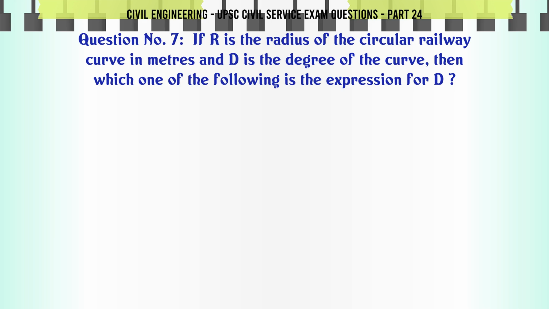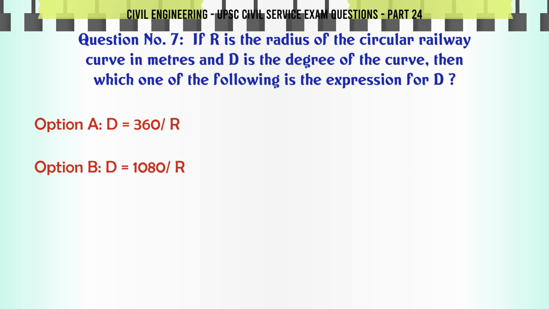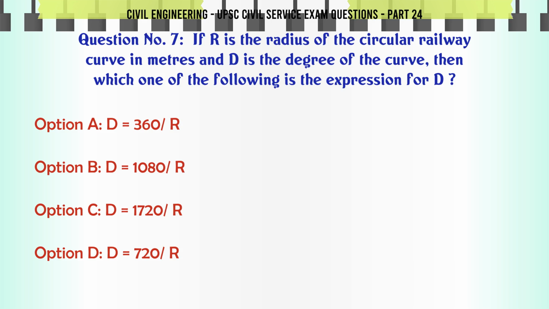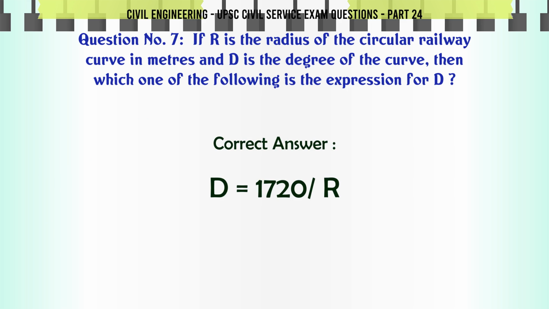If R is the radius of the circular railway curve in meters and D is the degree of the curve, then which one of the following is the expression for D? A, D = 360/R; B, D = 1080/R; C, D = 1720/R; D, D = 720/R. The correct answer is D = 1720/R.